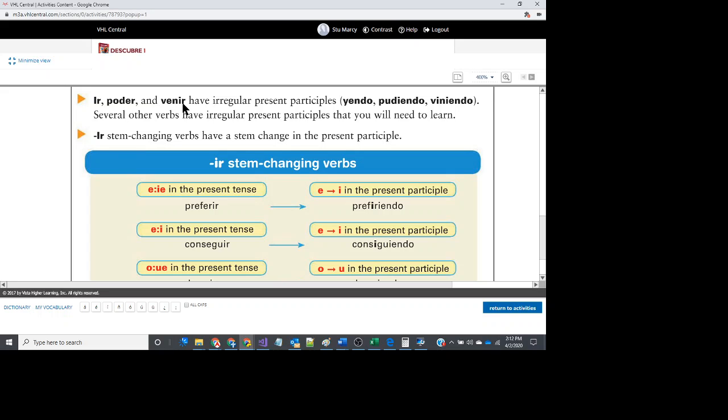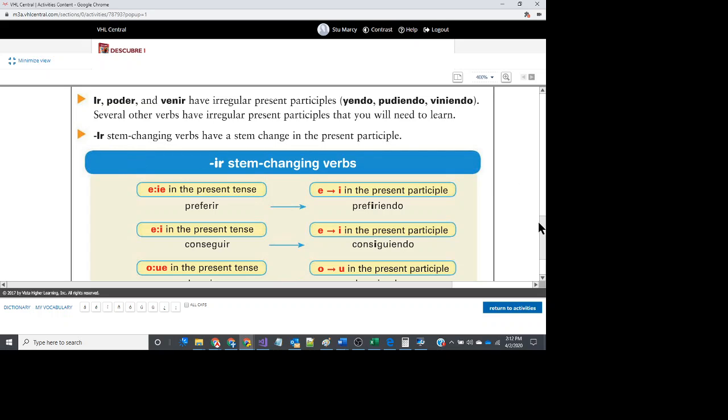All right. Ir and poder and venir have irregular present participles. So ir, look how short it is. What happens when you take the ending off? There's nothing left. So instead of an iendo, it's a yendo with a Y. They like to start with the Y there. Poder, that's a weird one, becomes pudiendo. And venir becomes viniendo. And several other verbs have irregular present participles that you will need to learn.